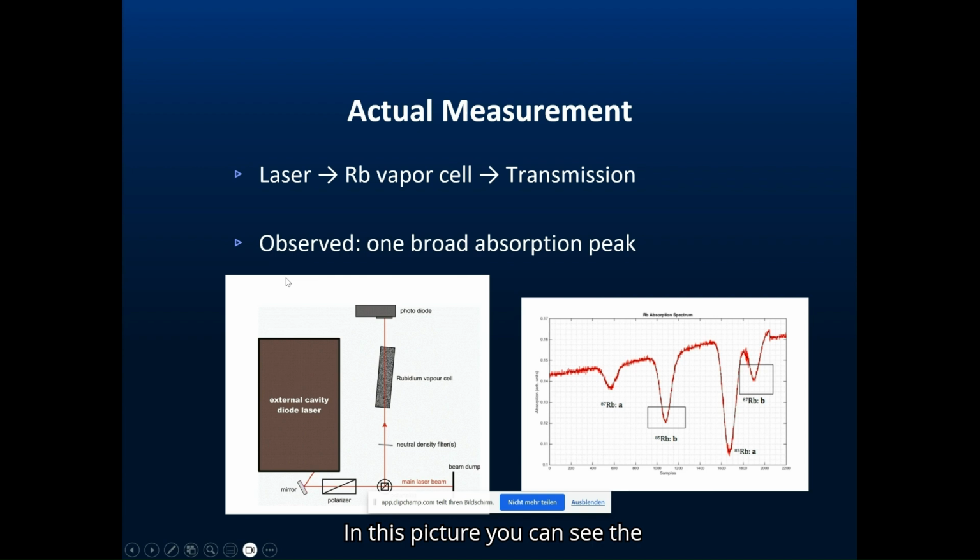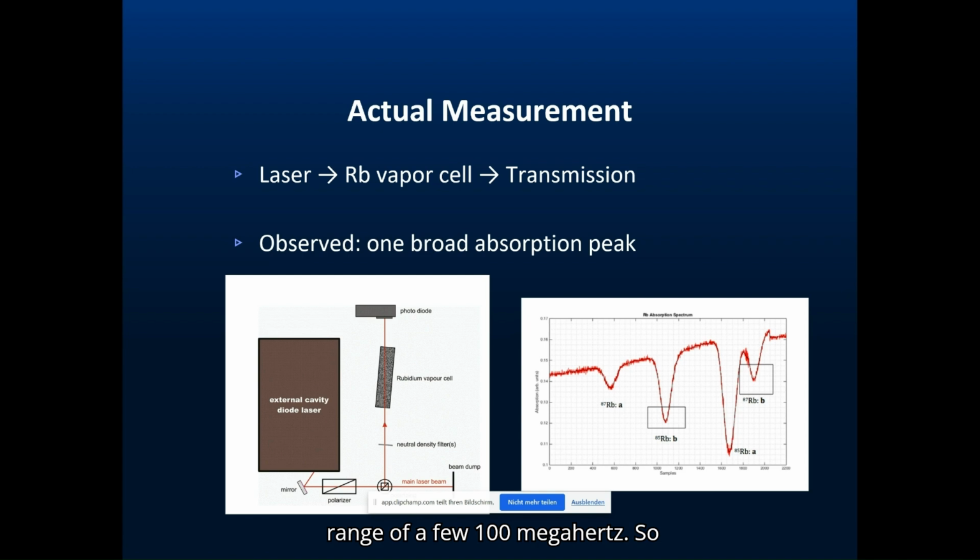In this picture, you can see the setup of the experiment. The laser comes through here. You don't really have to mind the polarizer. It goes through the rubidium vapor cell and into the photodiode. This would be what you see on the screen. This is the absorption spectrum, and you can see those dips. They are not the hyperfine dips, not at all. They are way larger. They're in the range of a few hundred megahertz.